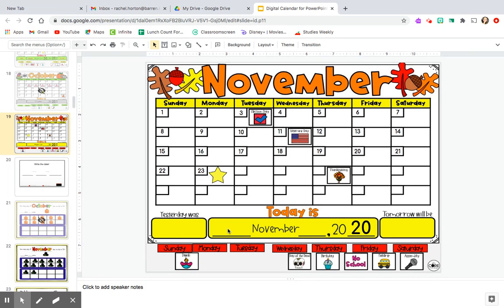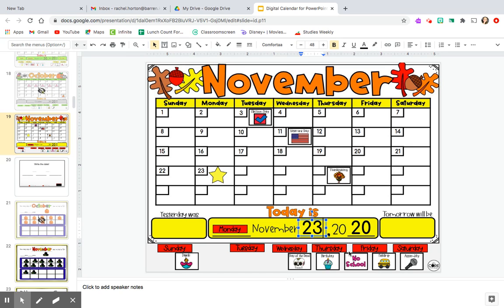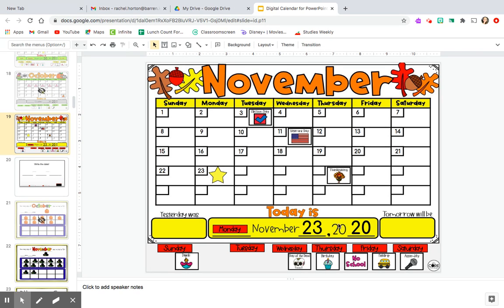Okay, so we need to figure out our day of the week. It's Monday. Our month is still November. And our date is the 23rd. It is the 23rd day in November. Our year is 2020. Let's figure out what yesterday was.